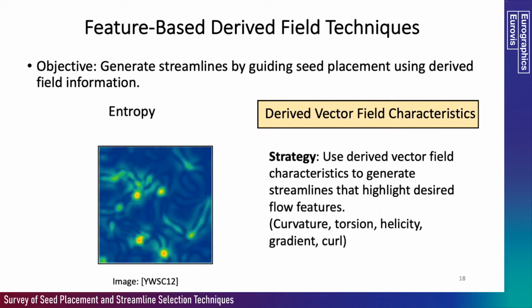Several other derived field characteristics such as curvature, torsion, helicity, gradient, and curl have been used to generate streamlines that highlight desired and, in some cases, specific flow features. Similar to entropy, these features can be derived fast using GPUs. Using these derived features by itself, however, does not guarantee a good visualization, particularly when considering occlusion and clutter in 3D. However, these techniques are good for quantitatively measured vector field reconstruction.